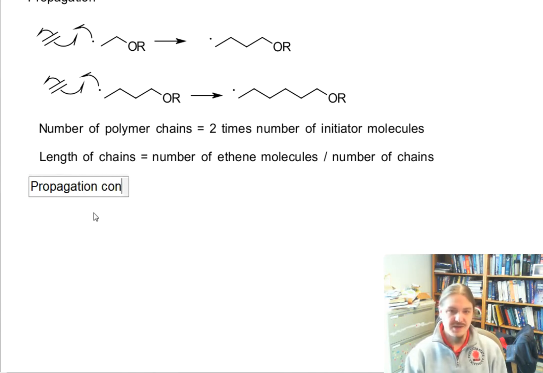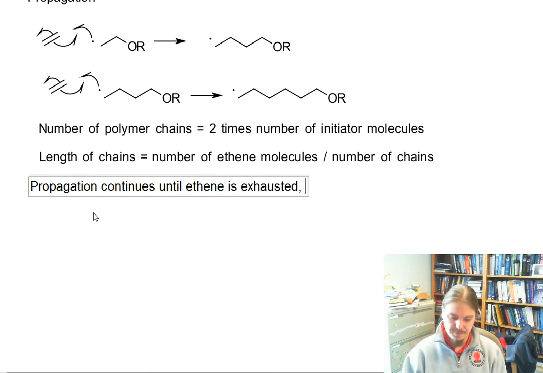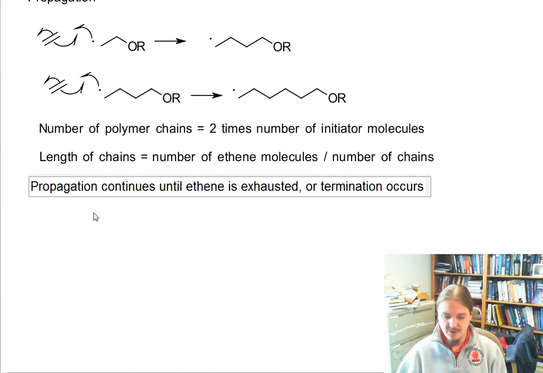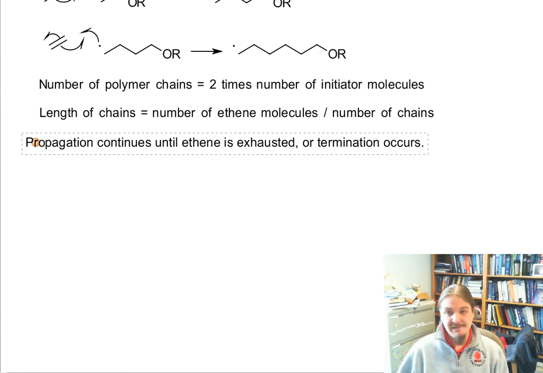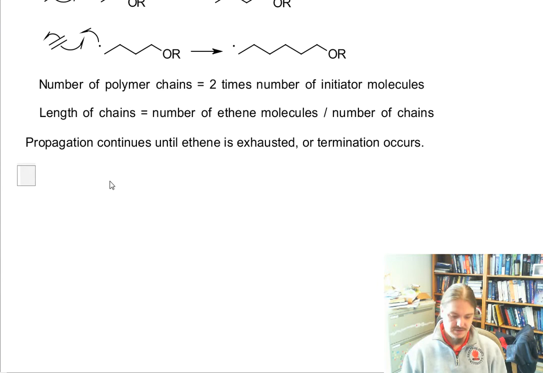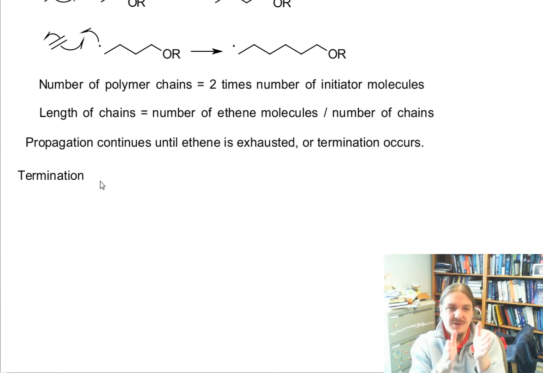Under ideal circumstances, propagation continues until ethene is exhausted, or until termination occurs. And termination is a big deal because termination can lead to chains of irregular length, can lead to short chains when you would rather have long chains. It turns out that the properties of polyethylene and all kinds of other polymers depends a lot on the chain length and the range of chain length. So, a polymer with narrow range of chain lengths is going to behave differently, have different physical properties than a polymer with a wide range of chain lengths, even at the same average chain length.